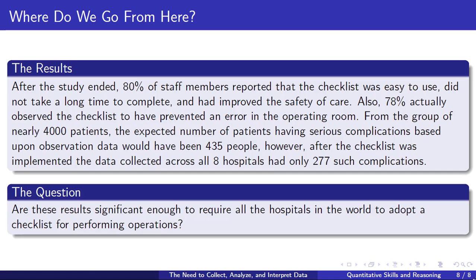If you want to check out more about that information of the checklist, there's a book called The Checklist Manifesto by Atul Gawande. Very good book, it goes into detail on some of this, including the building of the checklist itself. So check that out and let me know if you have any questions in terms of the importance of the need to collect, analyze, and interpret data, also better known as the need for statistics.